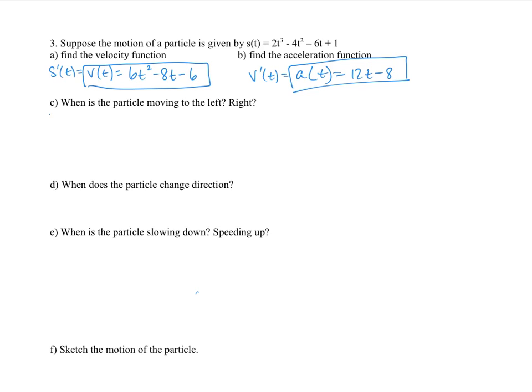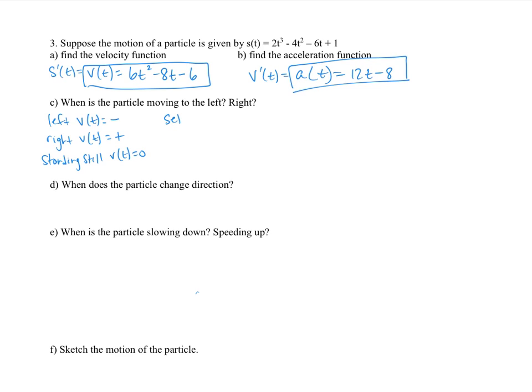Let's simplify the problem, basically. So we know that it moves to the left when the velocity is negative. We know that it moves to the right when the velocity is positive. And we know that it's standing still when the velocity is 0. So let's go ahead and find out when the velocity is 0, and that'll help us determine when it's going to the left and when it's going to the right.